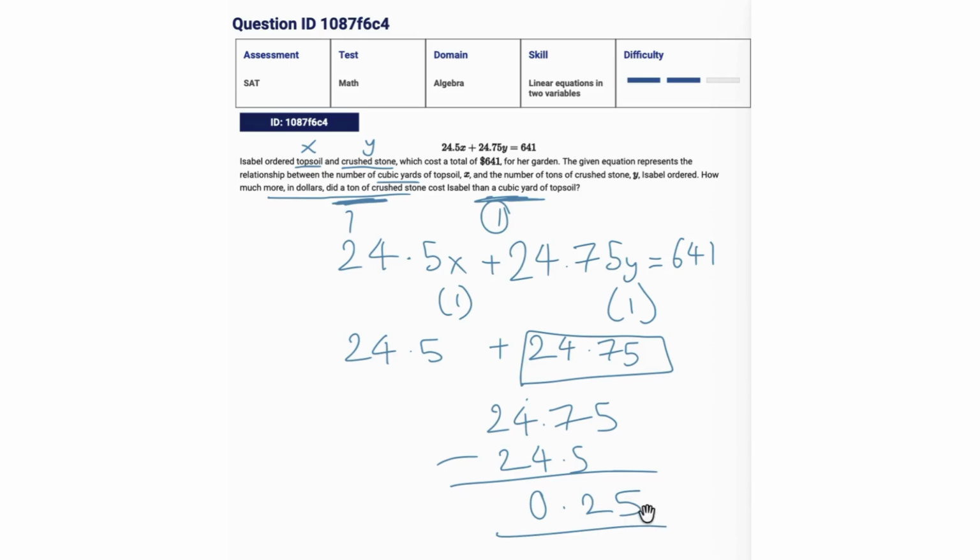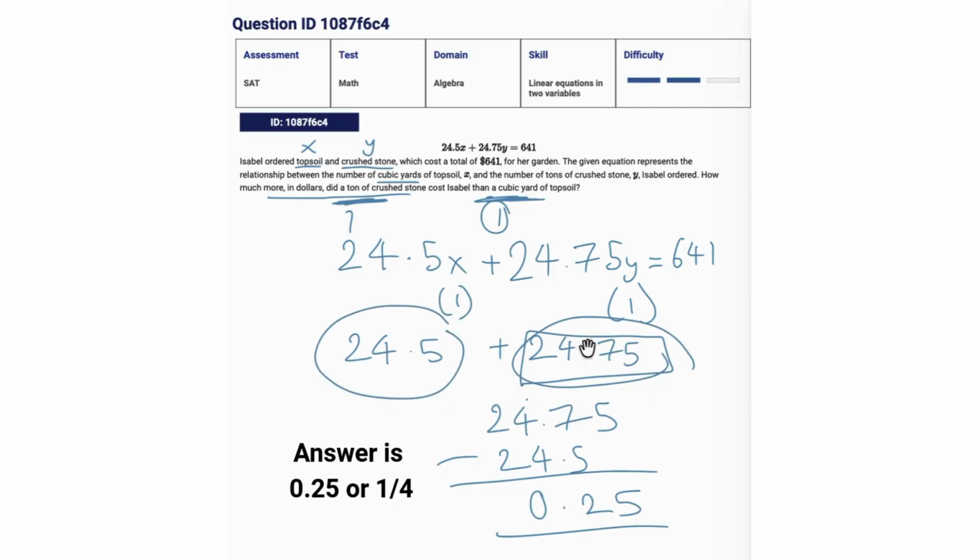So you can subtract this now. 24.75 minus 24.5, right? Why did we subtract? Because they're asking us how much more did this cost than this. So you subtract the smaller value from the larger value, and you get your answer, which is 0.25.